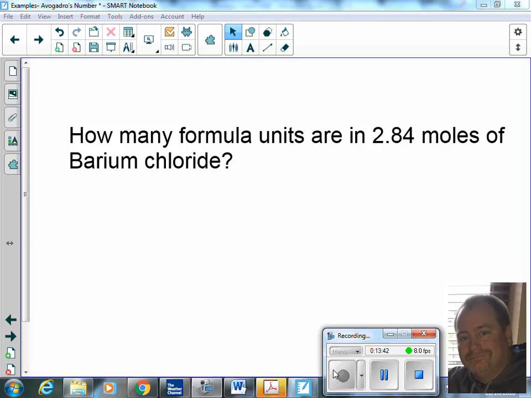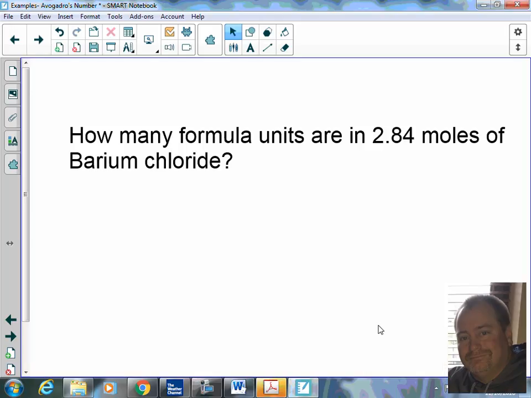Now that you have this copied down, let's look and say, okay, how many formula units are in 2.84 moles of barium chloride? Now, when I'm looking at this, what value did they give me? What was the label of my value that they gave me? Moles, right? What am I trying to find?